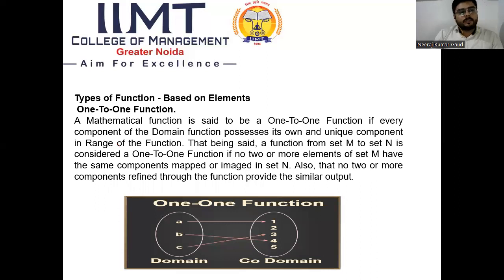So type of function based on element, the first is the 1-to-1 function. A mathematical function is said to be a 1-to-1 function if every component of the domain possesses its own unique component in the range of the function. That is, we can also say that every element of the domain must have a unique and distinct image in the codomain.